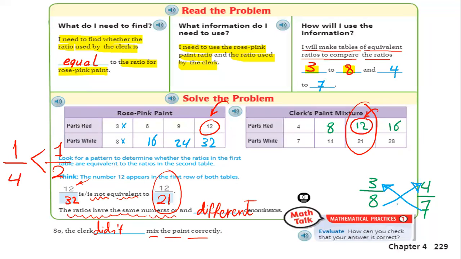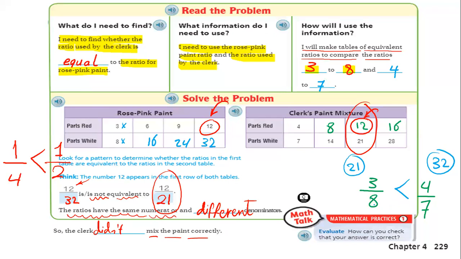When we use cross multiplication here, 8 multiply 4, what is the answer? 32. And 7 multiply 3, what is the answer? 21. Which one is greater right now? 21 is greater than 32? Which fraction, which ratio is greater than the other? Yes, 4 over 7 is greater than 3 over 8.